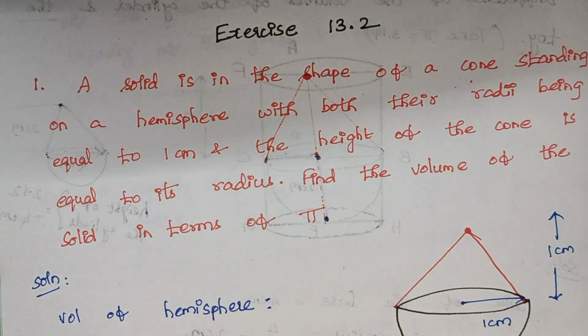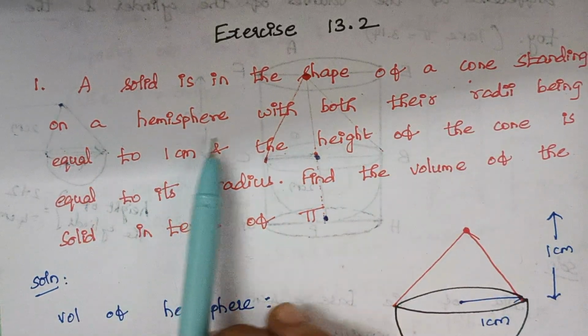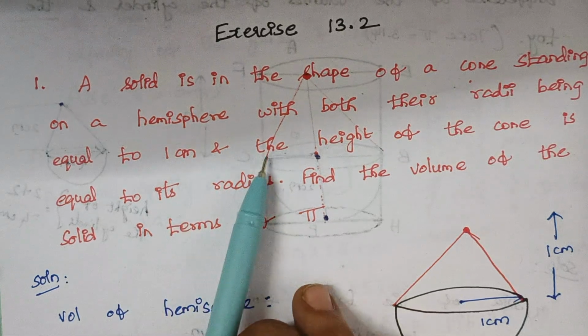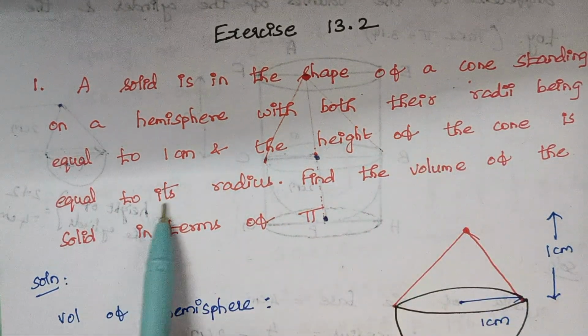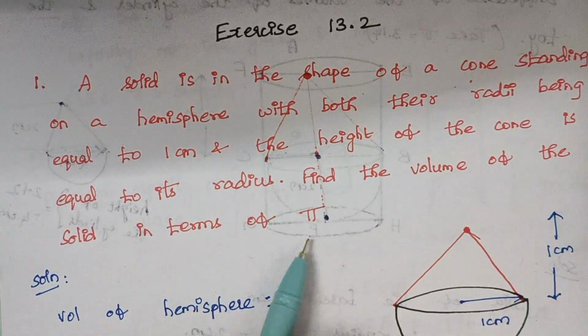Problem number 1. A solid is in the shape of a cone standing on a hemisphere with both their radii being equal to 1 centimeter and the height of the cone is equal to its radius. So find the volume of the solid in terms of pi.